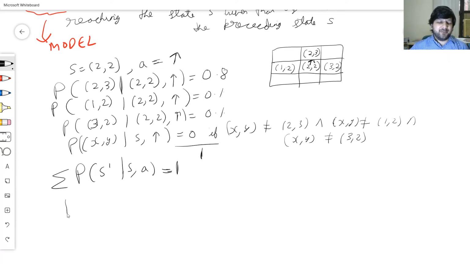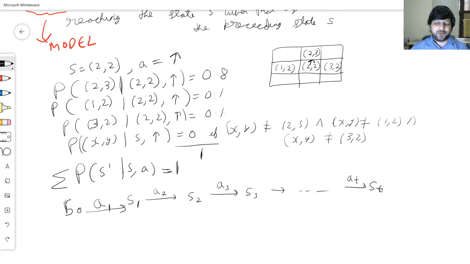So in general, let's say the agent was at a state S0 initially at time 0. The agent applied an action A1, it reached S1, then applied the action A2, reached S2, then applied the action A3, reached S3, all the way up to applying the action AT and reaching ST.